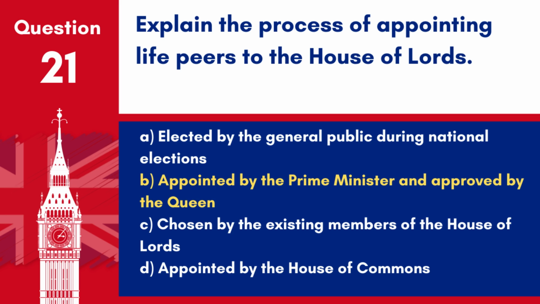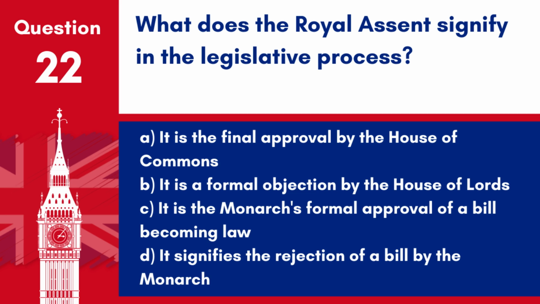Answer. B. Appointed by the Prime Minister and approved by the Queen. Life peers are appointed to the House of Lords by the Prime Minister and are formally approved by the Queen. Question 22. What does the royal assent signify in the legislative process? A. It is the final approval by the House of Commons.